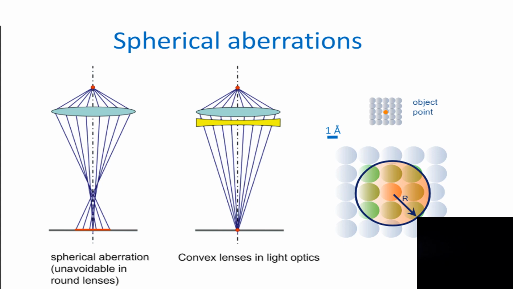After discussing the resolution, I will discuss spherical aberration. Spherical aberration is a specific type of optical aberration. It occurs when light rays passing through the periphery of the lens come to focus at a slightly different location than light rays passing through the center of the lens. Basically, this decreases the image quality, and this aberration is cured by adding a convex lens in the light optics.